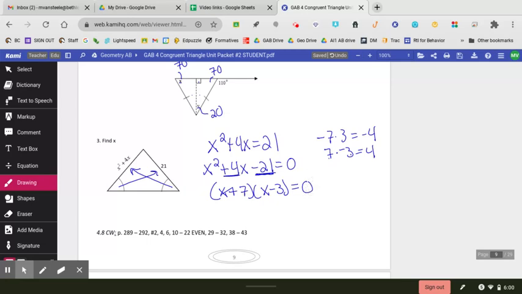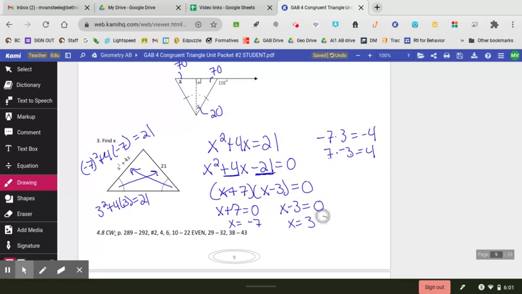Now that I know the two factors that multiply to be 0, that means one of those has to be 0. So x plus 7 equals 0 and x minus 3 equals 0. Which leaves me with the answers x equals negative 7 and x equals 3. I then must check to see if those work. So when I substitute in negative 7, I get negative 7 squared plus 4 times negative 7, which does equal 21. Doesn't give me a negative value. So that is the solution. 3 squared plus 4 times 3 also equals 21. So they are both solutions.